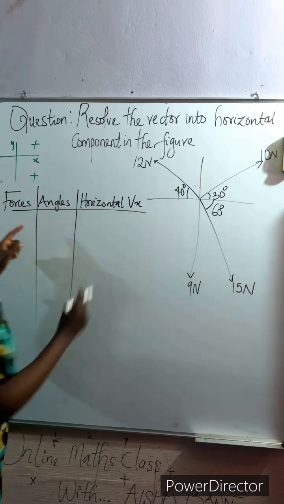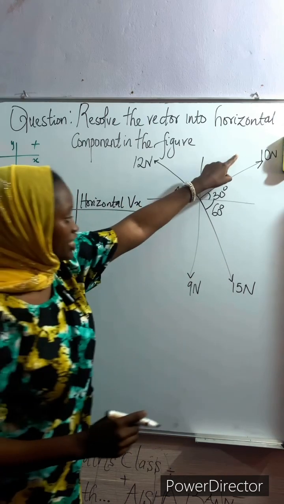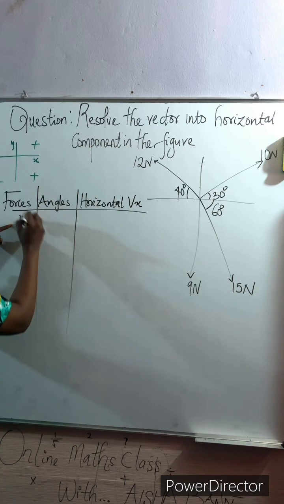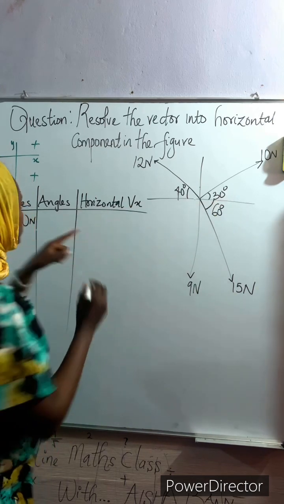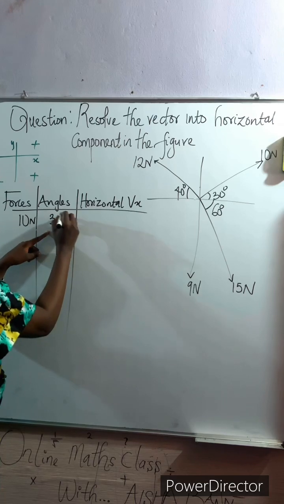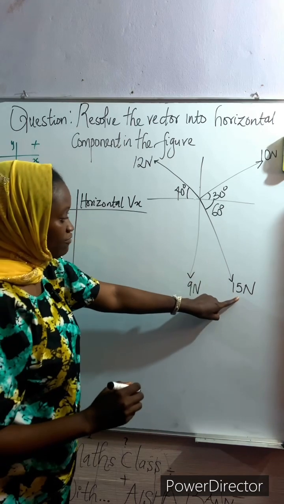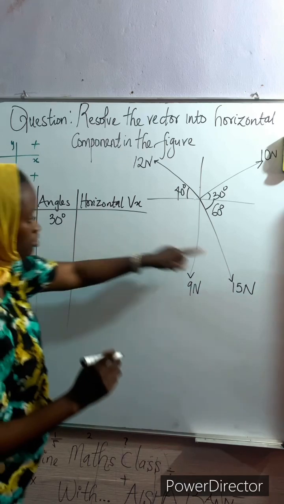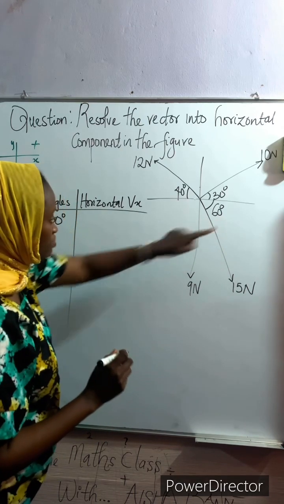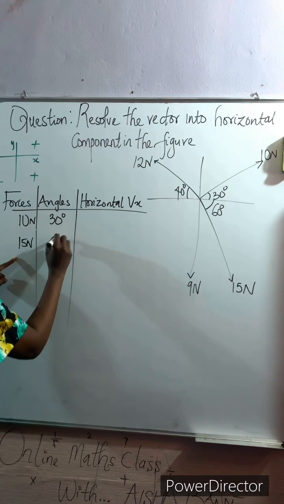So let's input the values. The forces, we have 10 Newton first. So the angle for 10 Newton force is 30 degrees. So the next force is 15 Newton. This is 15 Newton, and the angle for 15 Newton is 60 degrees.